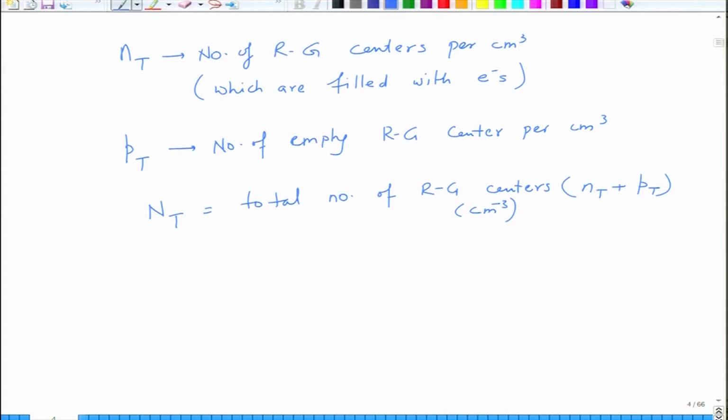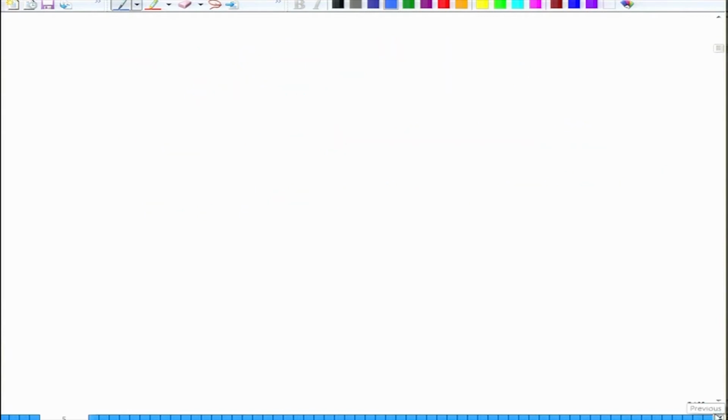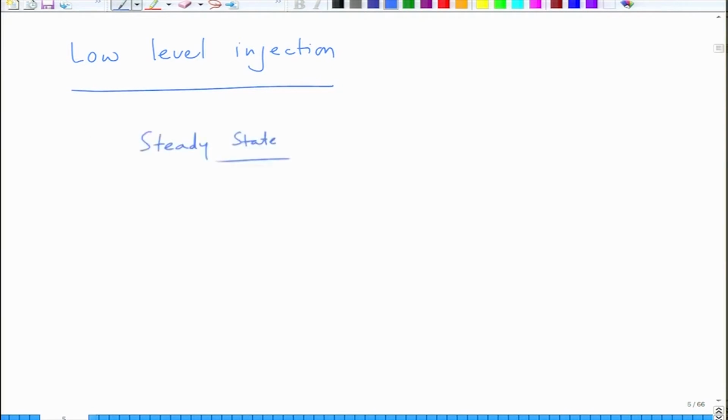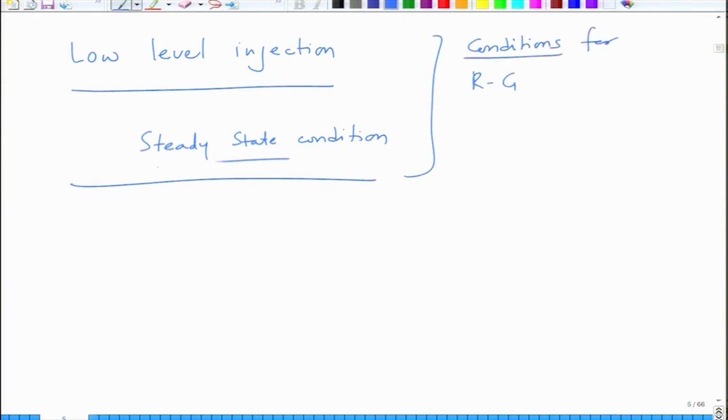Okay. Now let me give you some idea about another condition that we follow in semiconductors. It is not always applicable, but quite often it is useful: low level injection. And this we will discuss later, what this condition is. So, you can have a low level condition, you can have a steady state condition. So, there are a few conditions for recombination generation statistics. We will see what these are. We can't derive everything, but we will see the expressions that come about after these equations.